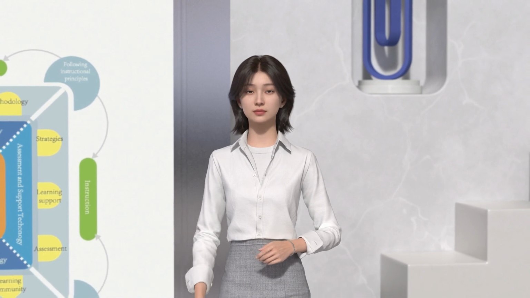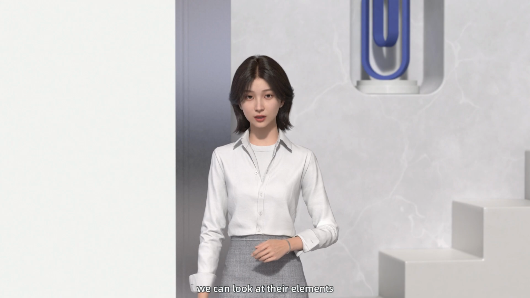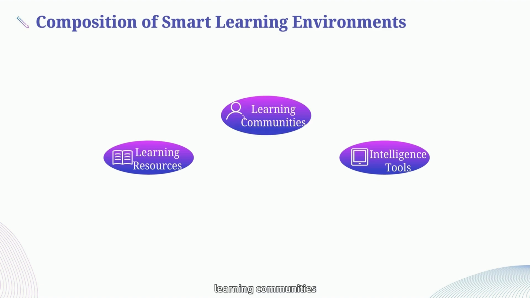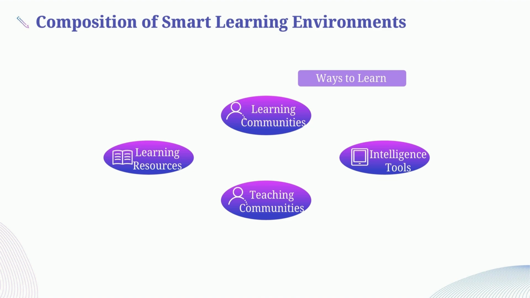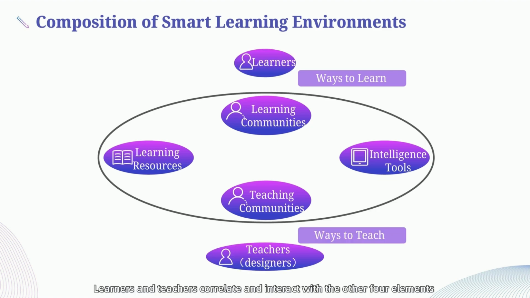Smart learning environments are the advanced form of digital learning environments and are an inevitable result of the development of educational technology. To further understand smart learning environments, we can look at their elements, including learning resources, intelligence tools, learning communities, teaching communities, and ways to learn and teach. Learners and teachers correlate and interact with the other four elements through the ways to learn and the ways to teach, collectively fostering effective learning among learners.